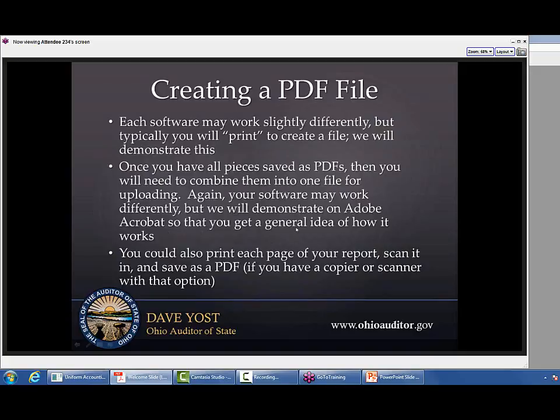Another way that you can do it, if you have a printer or a scanner, you can print your document off on paper, scan it to yourself and save it as a PDF file. You can actually upload that, and that will be accepted by the Hinkle system. It just has to be in PDF. You cannot upload a Word file.